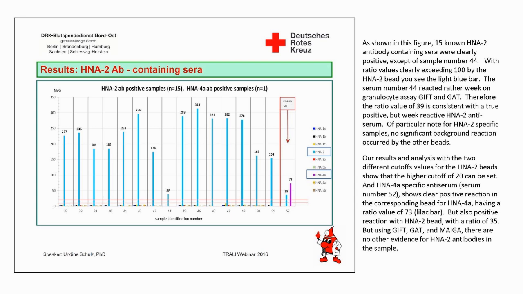Of particular note, for the HNA2 specific samples, no significant background reaction occurred by the other beads. Our results and analysis with the two different cutoffs for the HNA2 bead show that a higher cutoff of 20 can be set. And the HNA4A specific antiserum, serum number 52, shows clear positive reaction in the corresponding bead for HNA4A, having a ratio value of 73, lilac bar, but also positive reaction with the HNA2 bead, with a ratio of 35. But using GIFT, GET, and MAIGA, there was also no evidence for anti-HNA2 antibodies in the sample.